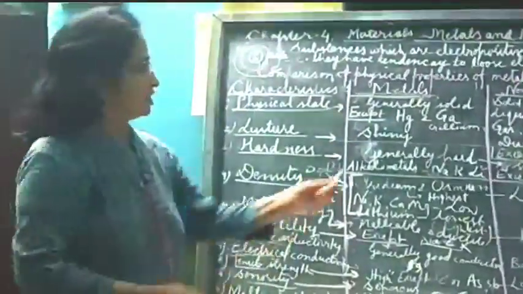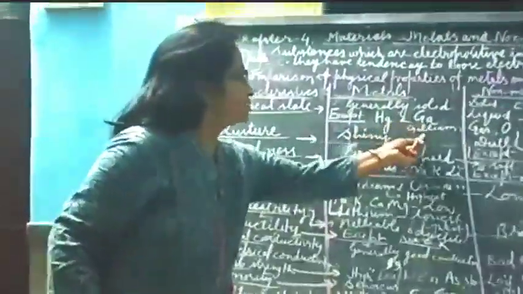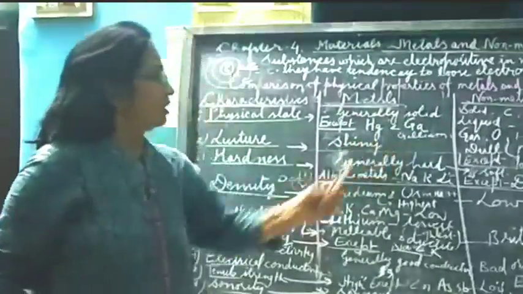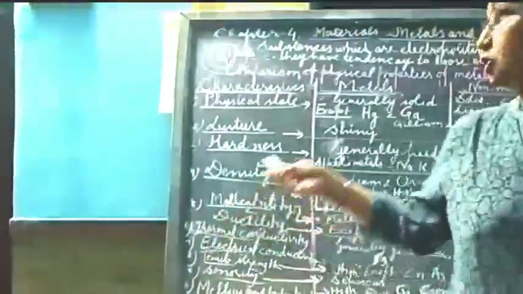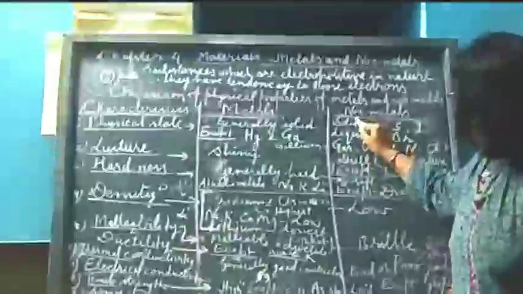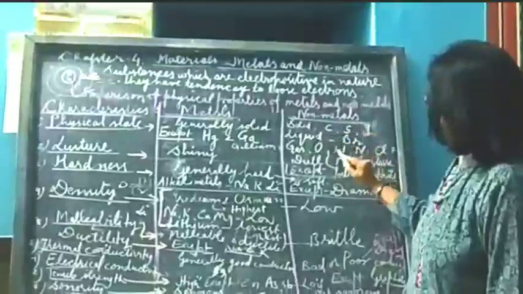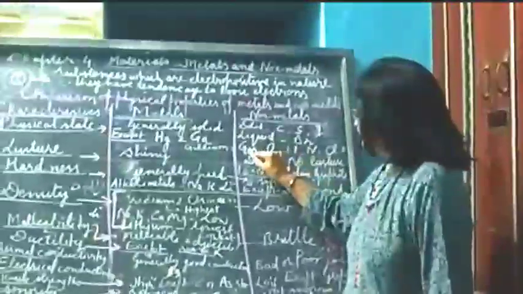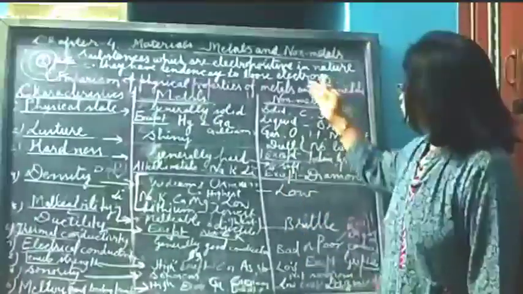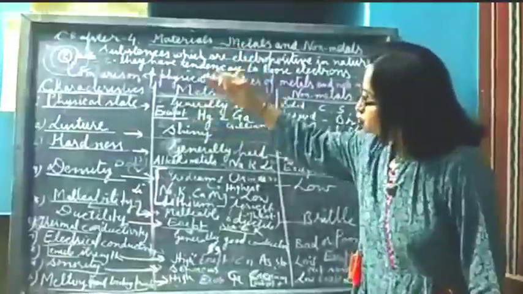There are two exceptions I have written here: Hg, which means mercury, and Ga, which means gallium. They are both liquid at room temperature. Non-metals may be solid, liquid or gases. There are a lot of examples: carbon and sulfur are solid. In liquid, bromine is a non-metal which is liquid. Different gases are oxygen, hydrogen, nitrogen, chlorine, etc. So non-metals may be solid, liquid and gases, and they are generally solid.